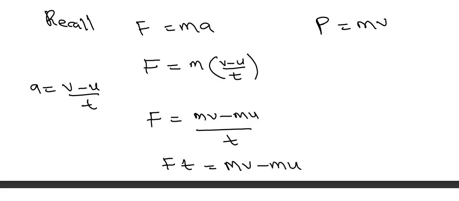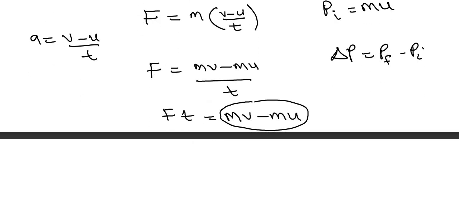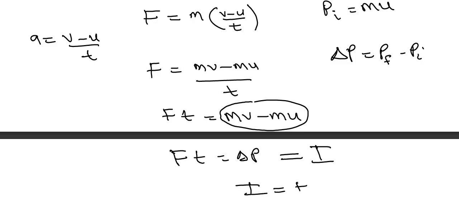Now remember what mv is. This is final momentum. Then initial momentum is mu, right? When you use initial velocity. So this part here is the same as us saying it's the change in momentum. Change in momentum just means final minus initial momentum. So we're just saying force times time is just the change in momentum, which is also going to be represented by letter I. I is simply force times time, which is now going to be called impulse. So impulse is just the product of force times time, or the change in momentum.